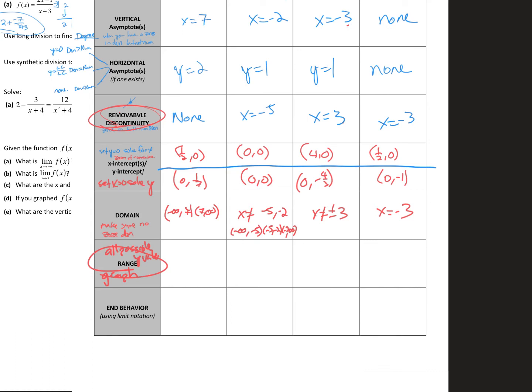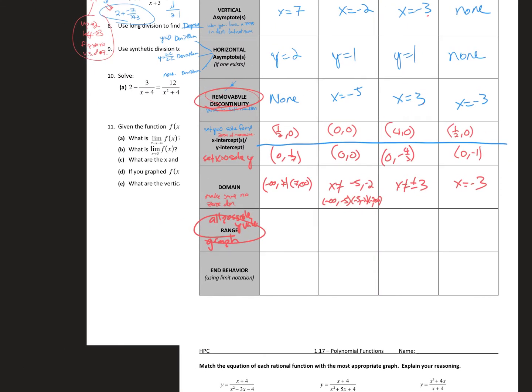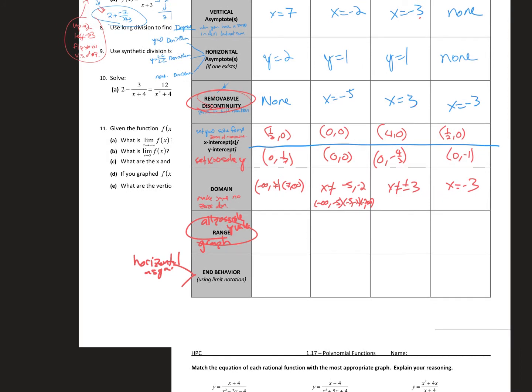As for end behavior, using limit notation, what we're looking at here is a combination of two things. First of all, we're looking at horizontal asymptote. And if it has a horizontal asymptote, that will tell us a lot about end behavior. Remember, we're looking at the limit as x approaches infinity and the limit as x approaches -infinity. So what's happening to the function at those two times, at the far left and far right?